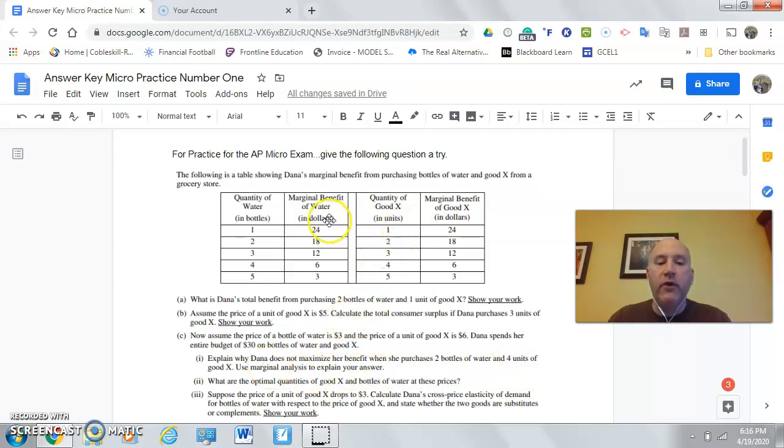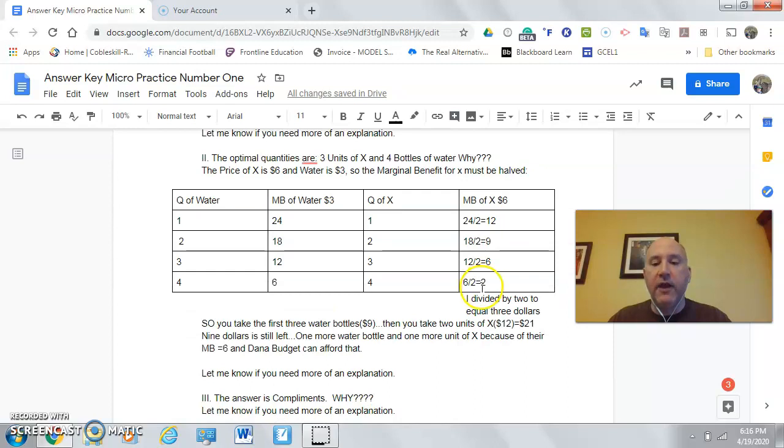Well, first of all, the water is $3. X is $6. So therefore, to get these tables even, we have to make it so that each one of these goods would be the same price as if they were water. So essentially, we have to take the marginal benefit and halve them, because 3 is half of 6. So we take 24 and make it 12. And 18 becomes 9. And 12 becomes 6. And 6 becomes 2. And then 3 becomes 1, which we did for you in this table.